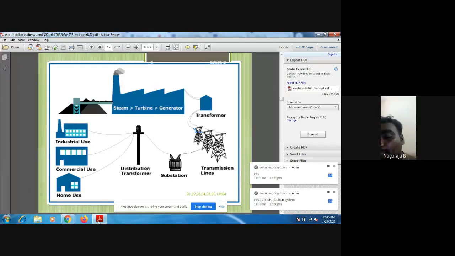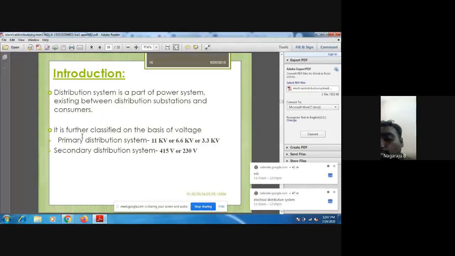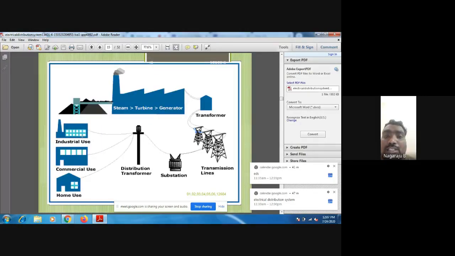And from the substation to the primary distribution. This substation means the primary distribution system as well as the secondary. From the primary distribution system, through various poles, we will have different amounts of loads. I have indicated them as domestic, commercial and industrial. So this is about the distribution system view.